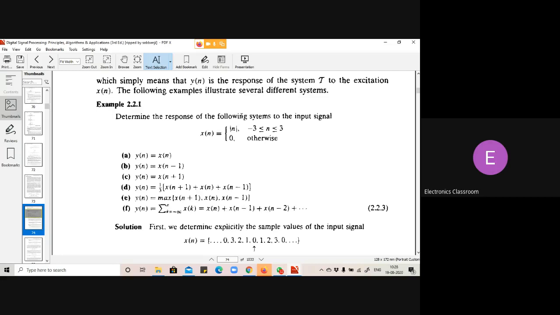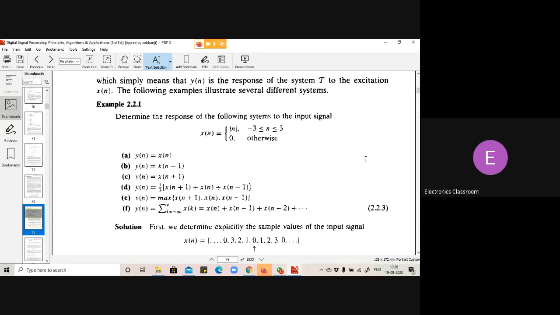2.21: determine the response of following system to the input signal. Are you able to hear me? Yes, sir. And screen is visible to you? Yes. Okay. So write down that example, following system to the input signal.